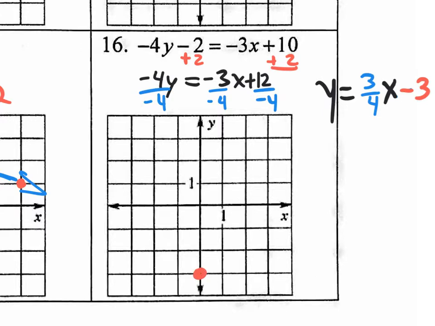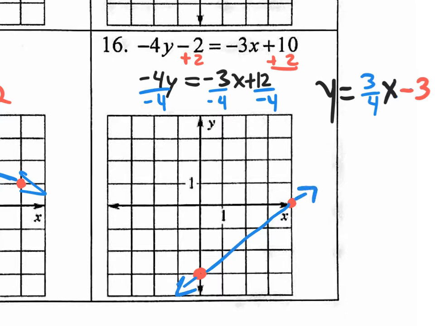And then from that point, I'm going to rise how much? 3. And run how much? 4. So I rise 1, 2, 3. I run 1, 2, 3, 4. Way on the edge, but that's okay. Connect your dots. And that is a positive slope.